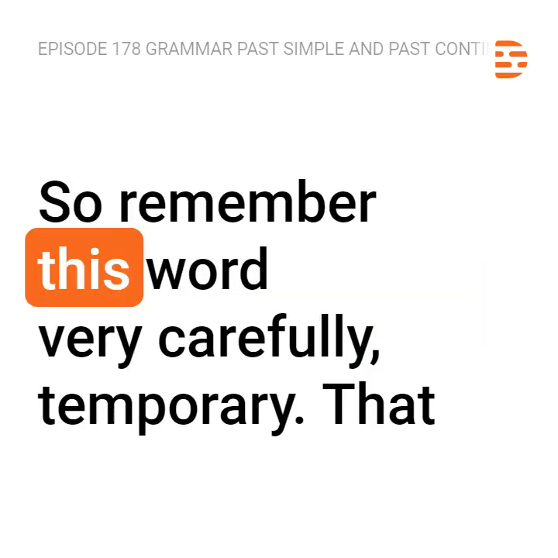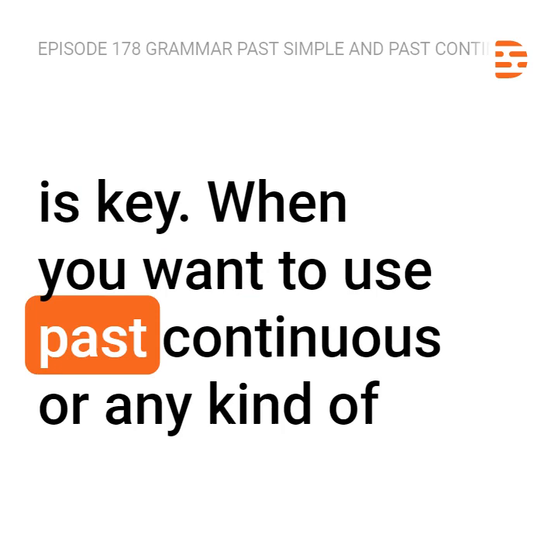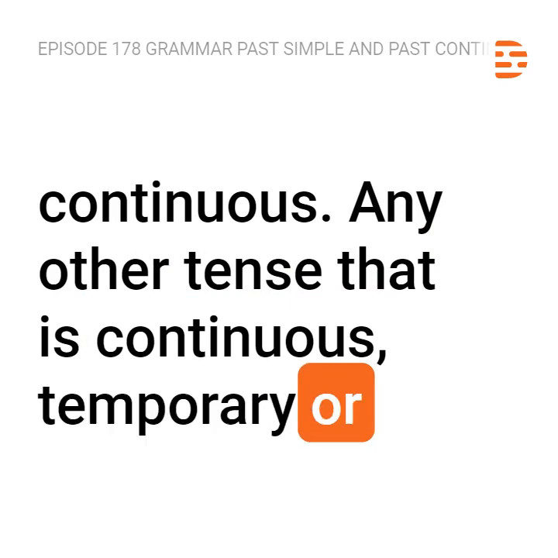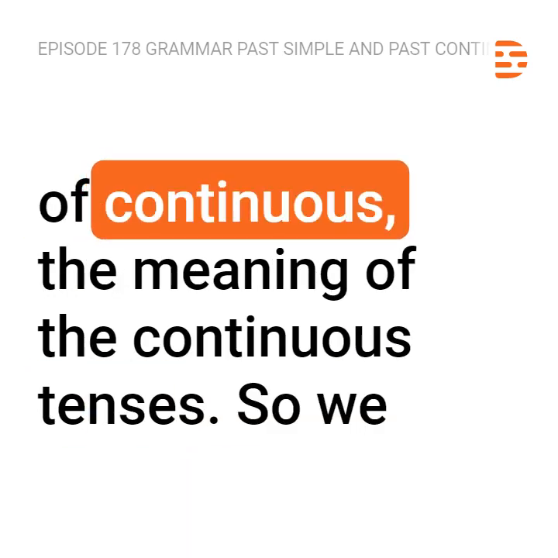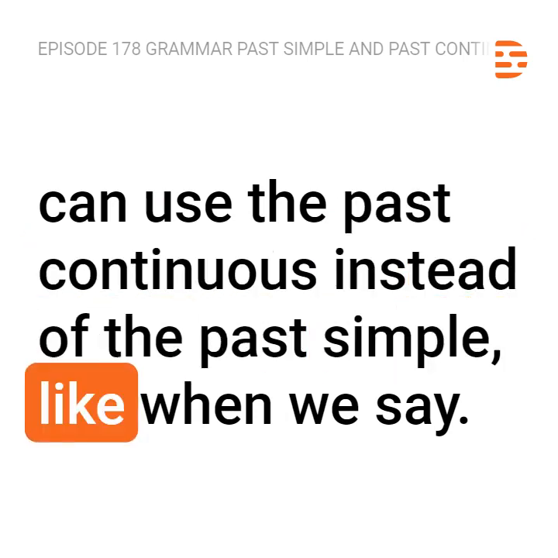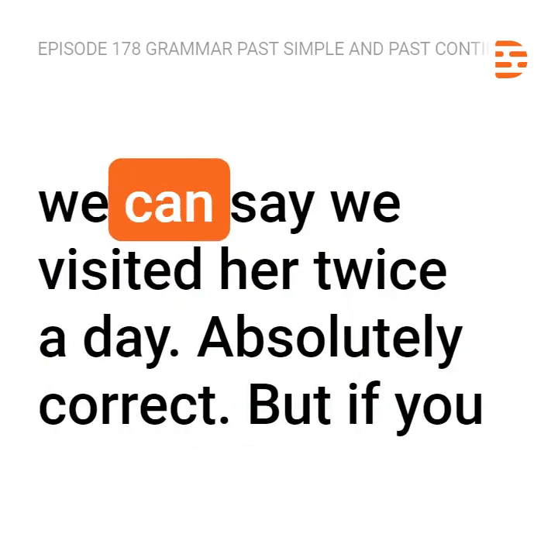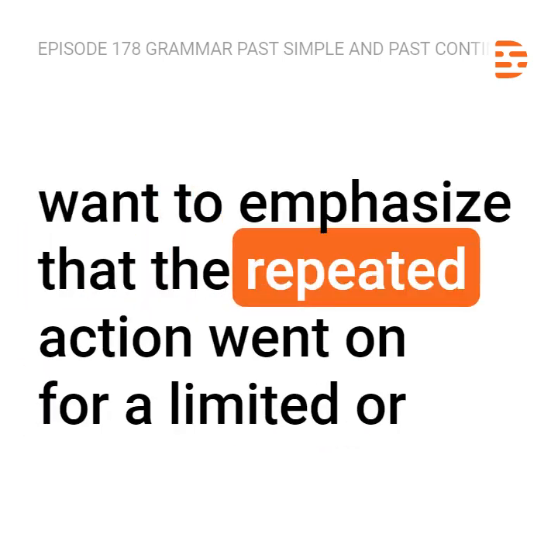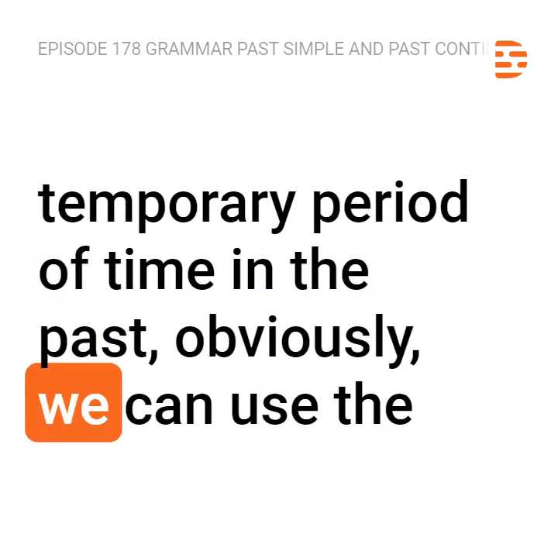So remember this word very carefully. Temporary. That is key when you want to use past continuous or any kind of continuous. Any other tense that is continuous, temporary, or limited time is very important because that is the core of the meaning of the continuous tenses. So we can use the past continuous instead of the past simple, like when we say, when she was in hospital, we were visiting her twice a day. Now, we can say we visited her twice a day. Absolutely correct. But if you want to emphasize that the repeated action went on for a limited or temporary period of time in the past, obviously, we can use the past continuous.